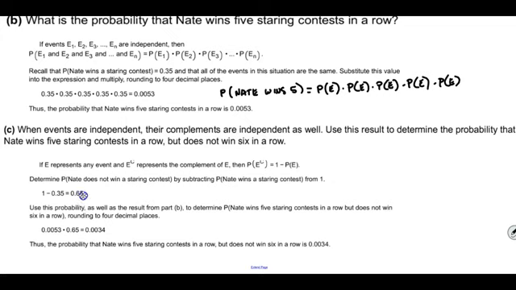And then we're going to use this probability as well as the result from part B to determine the probability that Nate wins 5 staring contests in a row but does not win 6 in a row. And then we're going to round to 4 decimal places. So we're going to take the value of 0.0053 from part B, and we're going to multiply by the complement, which is 0.65, which is equal to 0.0034. Thus, the probability that Nate wins 5 staring contests in a row, but does not win 6 in a row, is 0.0034.